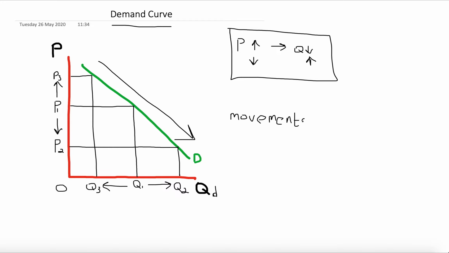My writing isn't as neat as the likes of Khan Academy, but this is called a movement. So this is a movement along the demand curve. We go from this point here to this point here, and that is a movement.